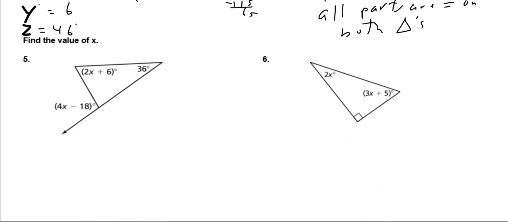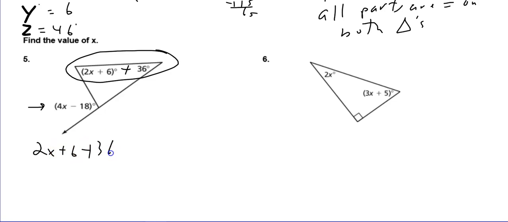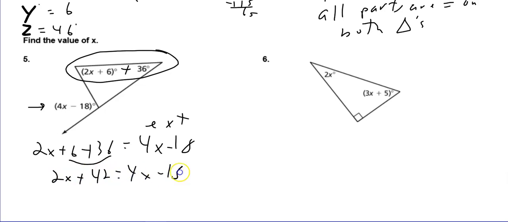All right, find the value of x. All right, so a lot going on here. This is an exterior angle. Remember that exterior angles are equal to these two added together. All right? So, if we take 2x plus 6 and add 36, that's going to be equal to the exterior angle of 4x minus 18. This is the exterior. All right? So, I combine like terms. 2x plus 42 equals 4x minus 18.